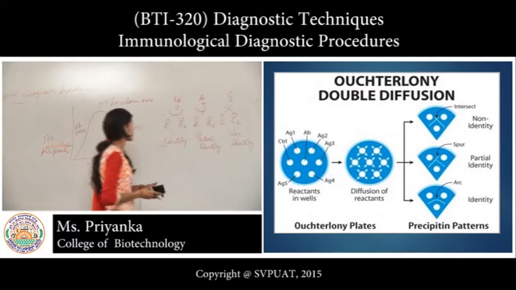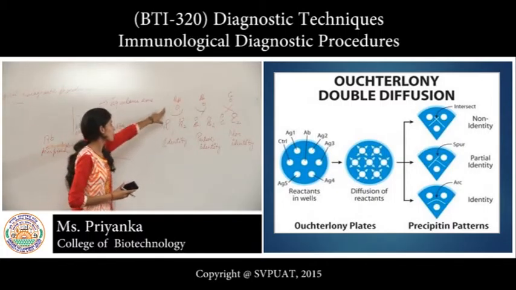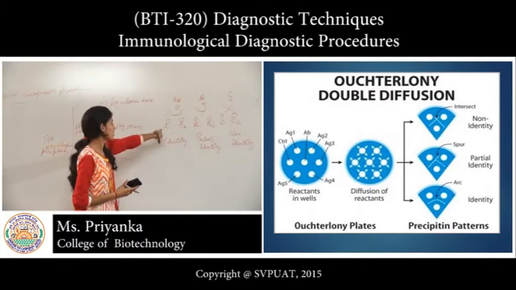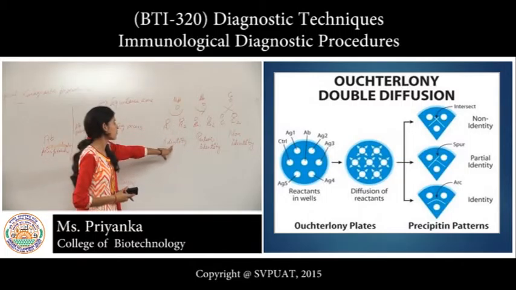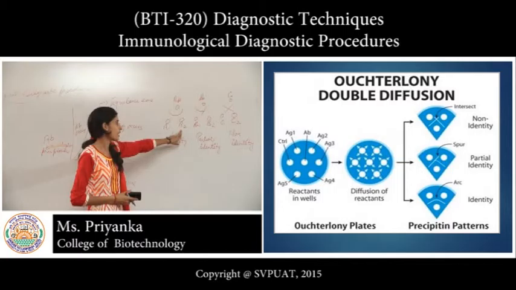So, in the first, the antiserum reacts with the antigens, they diffuse and a precipitin line is formed. If a single continuous precipitin line forms, it means this is identity, meaning both the antigens share similar epitopes.